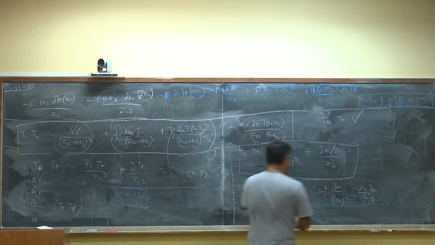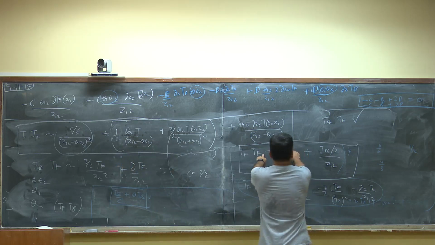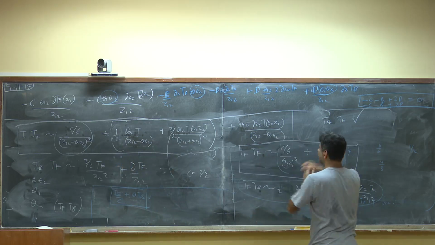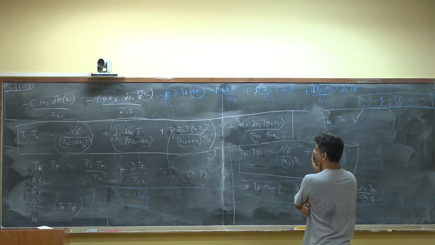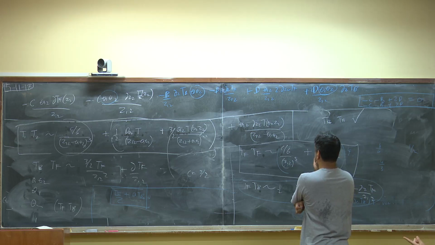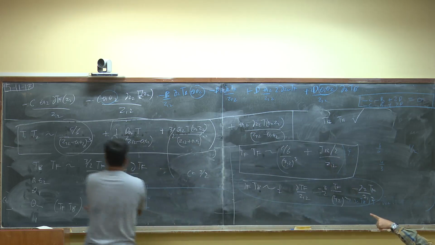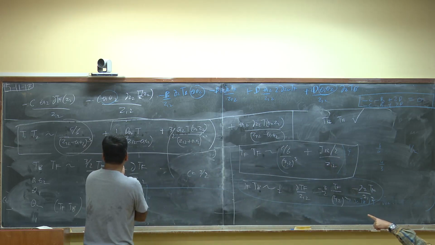This part came from where? This came from the anomaly term, and this TB by 2 came from where? From B, from the second term over there. Yeah.